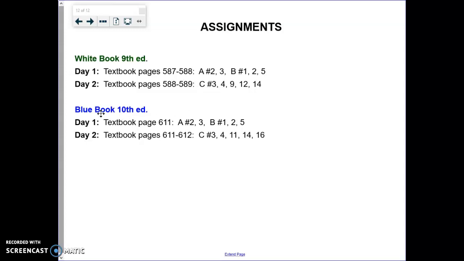You'll notice that for the blue book, day 1 is different pages, but same problems for day 1. For day 2, the problems are different numbers. 3 and 4 are the same as the white book, but instead of 9, 12, and 14, do 11, 14, and 16. It's the exact same problems as 9, 12, and 14. It's just they're numbered differently. And if you don't have your book with you, I did copy the problems from the blue book and put them online for you. Okay?